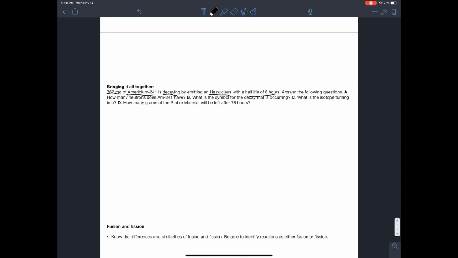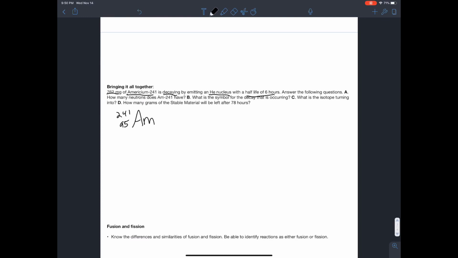First of all, how many neutrons does americium-241 have? So let's flip open our periodic table and find it down in the actinides. It has 95 protons. So americium-241 with 95 protons. Figure out how many neutrons it has.